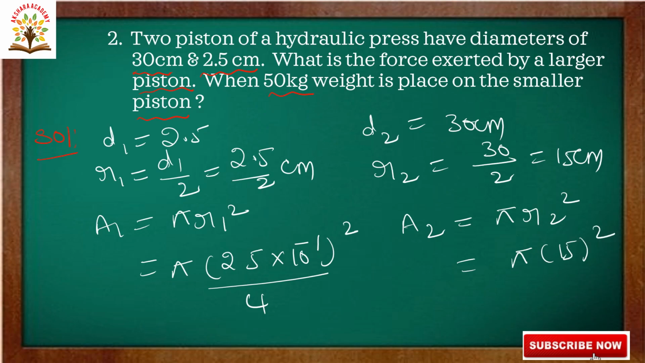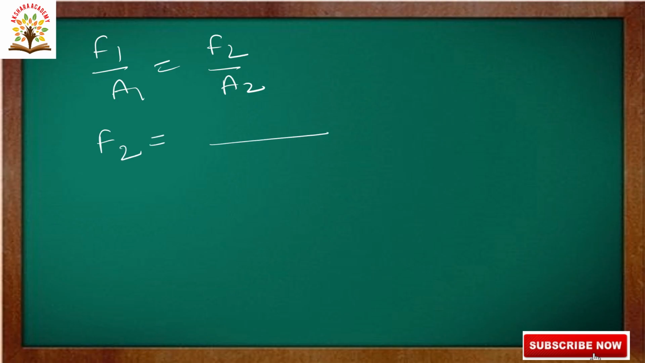Now F1 is equals to, they given as 50 kilogram weight, and F2 you have to calculate. So F2 is equals to question mark, and then according to Pascal's law, F1 by A1 is equals to F2 by A2. So taking cross multiplication, now we are finding the F2 value. F2 is equals to F1 into A2 by A1.